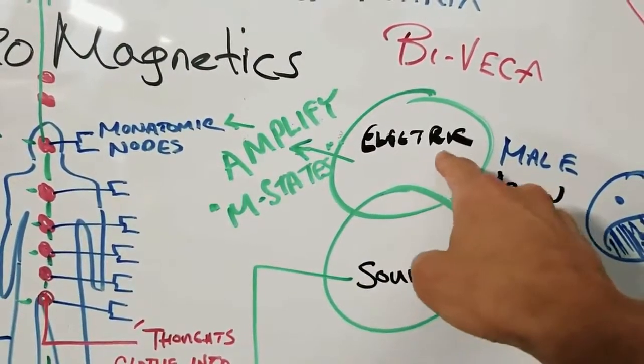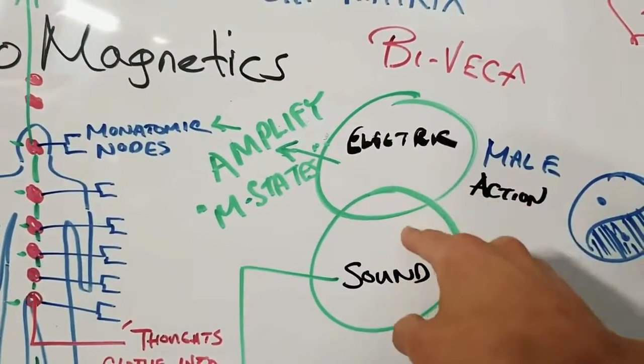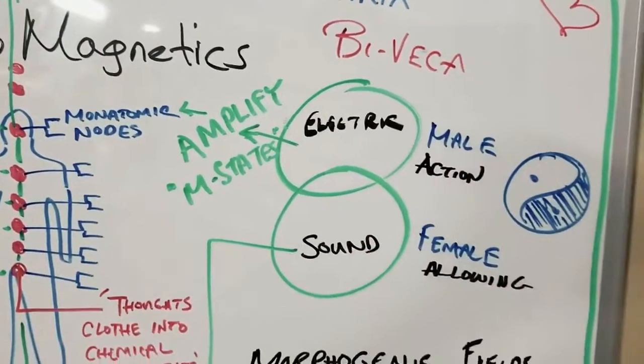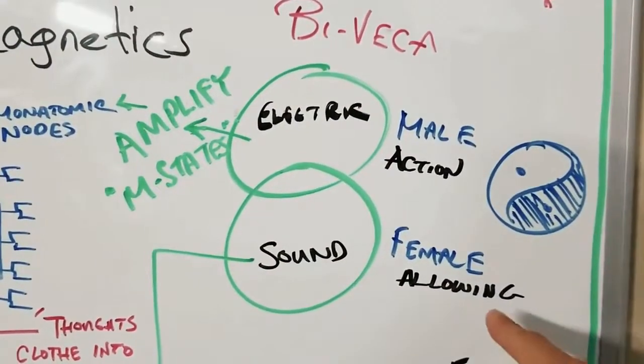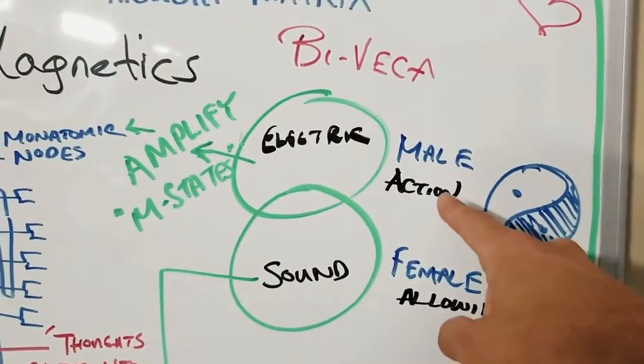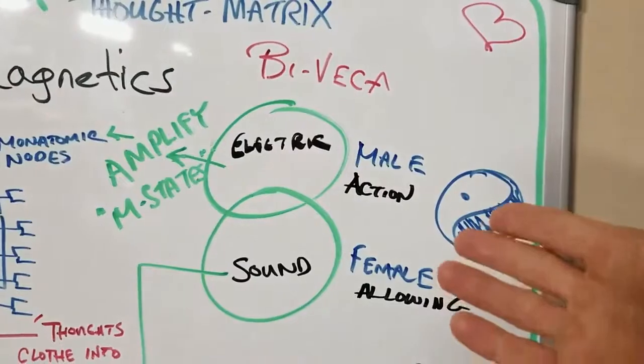You are salt and light. You're salt and light, and you're bioelectric, and you're sound. And that is the mechanics of real creation. And you have this female aspect of you, which is the allowing aspect. And then you have the male aspect, which is the action part, as described in the yin and the yang.